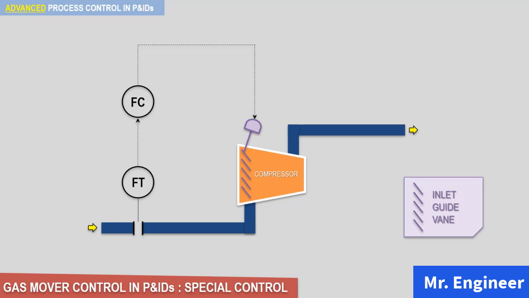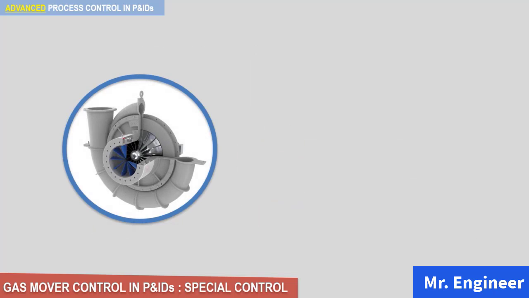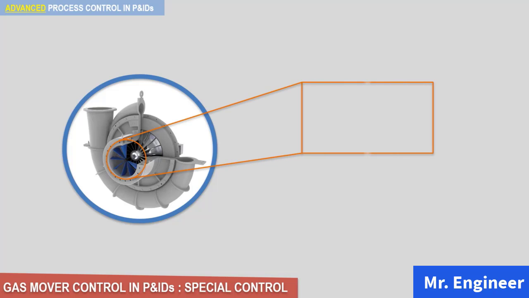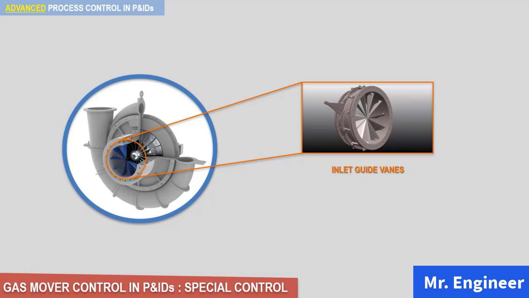To better illustrate this, let's take a look at the following 3D animation. Here you have a cut view of a typical centrifugal compressor. The blue piece that you can see here is the inlet guide vane. And here you can see the inlet guide vane in animation. To have a better picture of this, you can visualize the guide vane as being similar to a built-in control valve on the suction side of the gas mover. As depicted here, by controlling the position of the guide vane, the capacity of the gas mover can be adjusted.